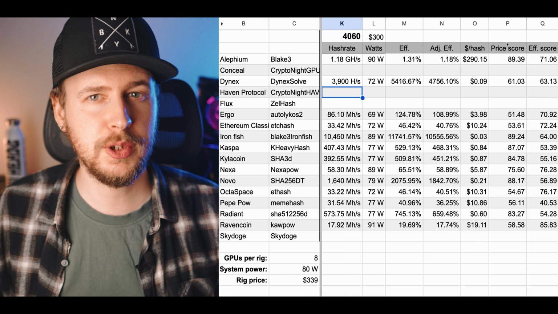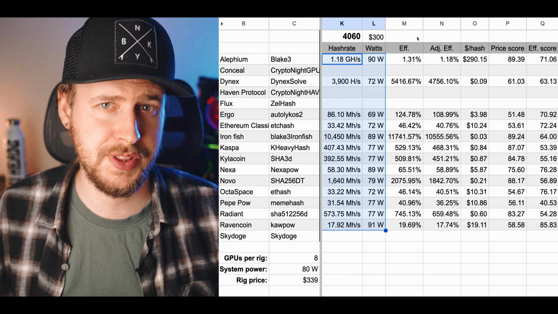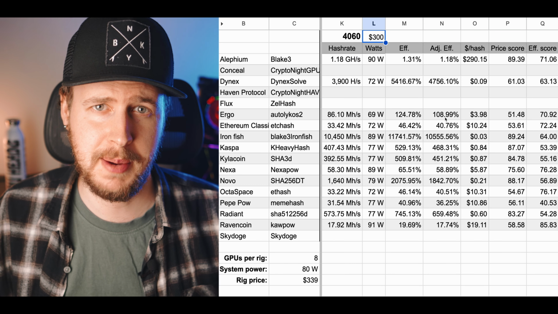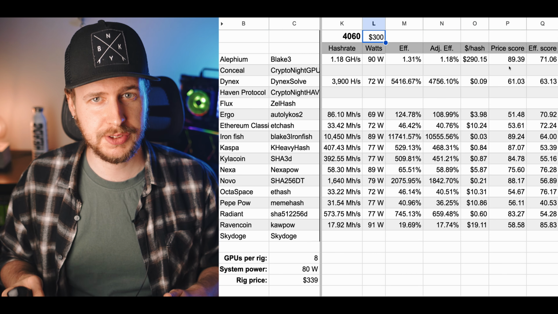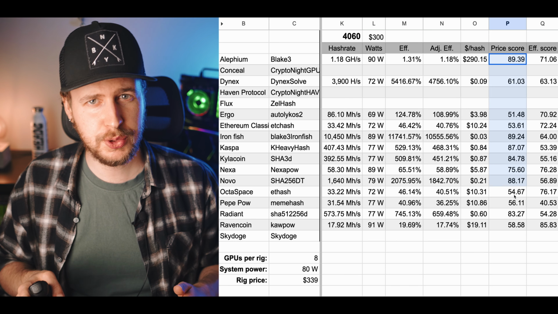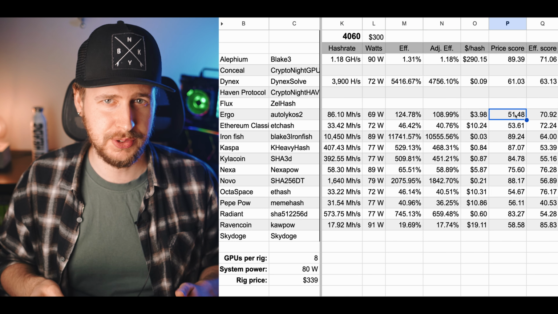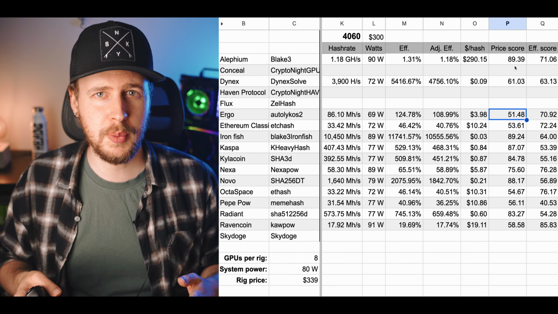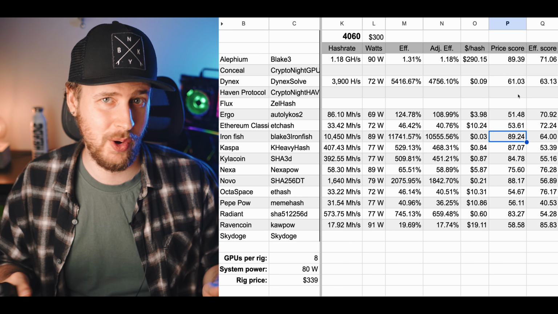So you can see all of the hash rate and power consumption numbers here, and the price I've gone for on this GPU is the MSRP, which is roughly the price you should be able to get this GPU for right now. But let's have a look at the scores for this thing. So the price score is generally fine, I'd say, going between low 50s on some algorithms, which isn't great, but then going almost all the way up to 90 on some, which is definitely an okay score.